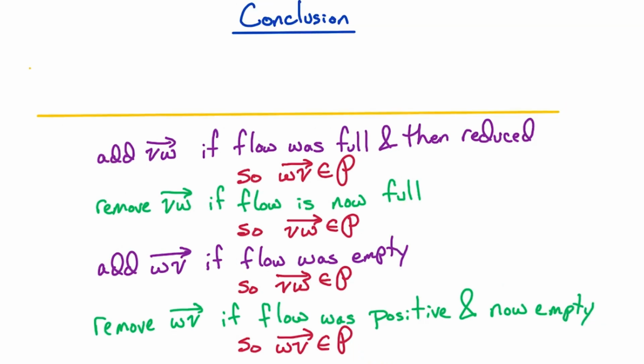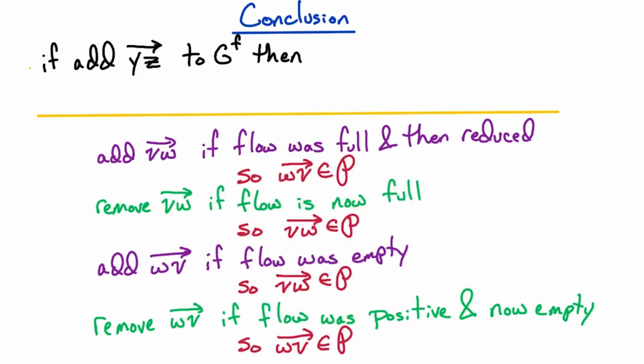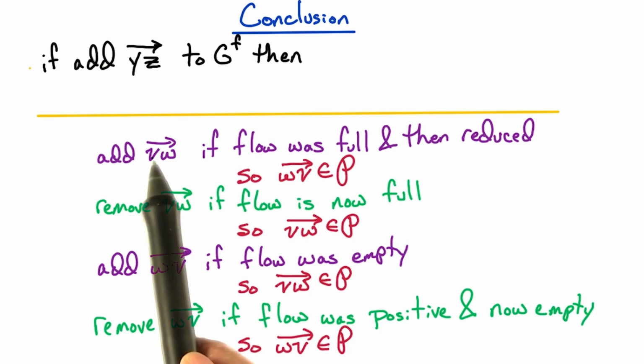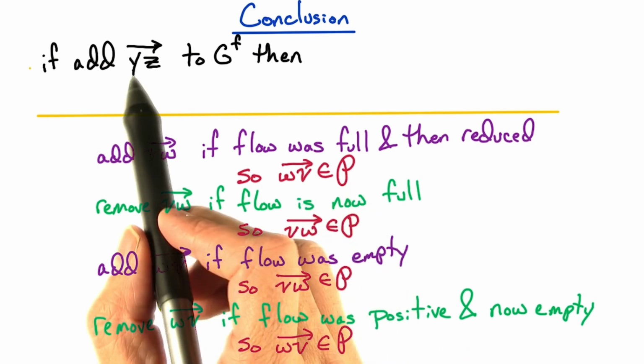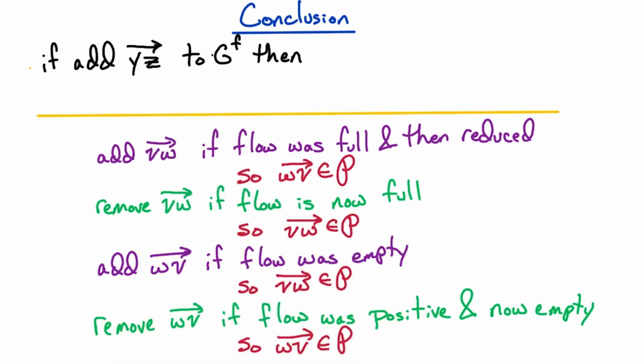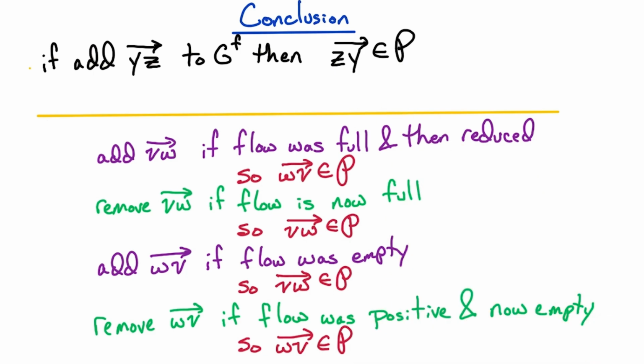Here are the key conclusions that we need from this analysis. If we add an edge from vertex Y to vertex Z to the residual network, then what can we conclude? Well, that's this case and this case. Notice that in both of these cases, the opposite direction edge is always on the augmenting path. So if we add this edge from Y to Z to the residual network, then we know that the edge from Z to Y is on the augmenting path.